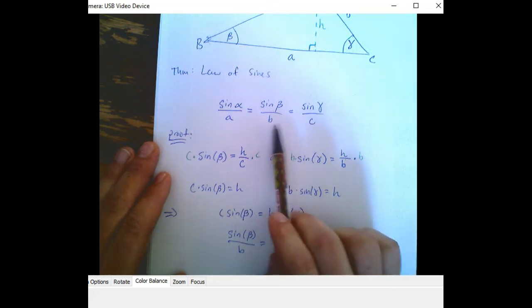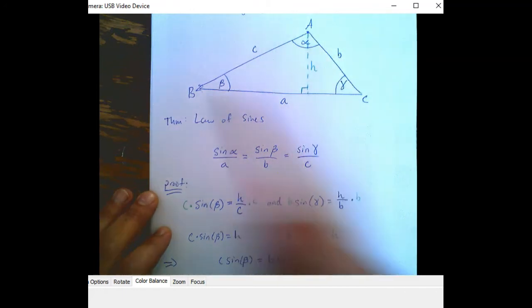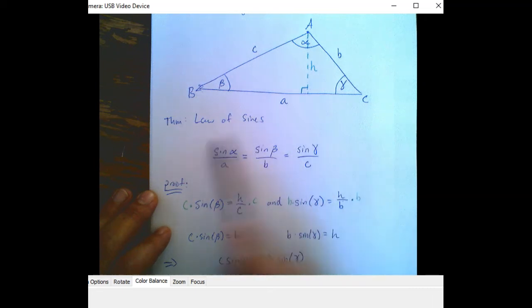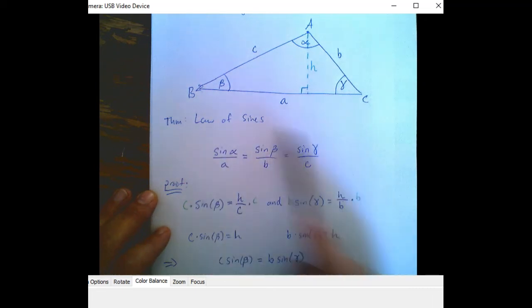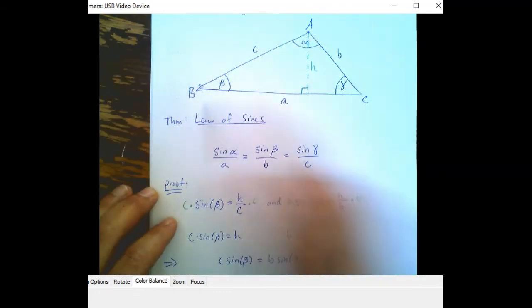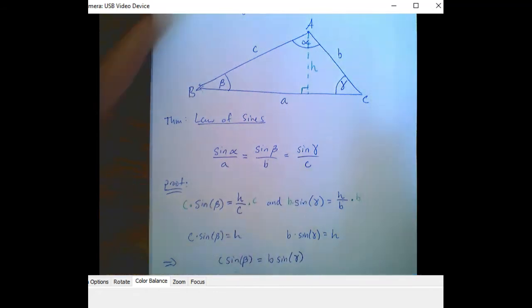If I were to do this same process, but label these vertices a little differently, we would get exactly this relationship here. So that's where the law of sines comes from. All we would need to do is, if we know some information about this triangle, we would just have to solve these little equations here. So let's look at an example.